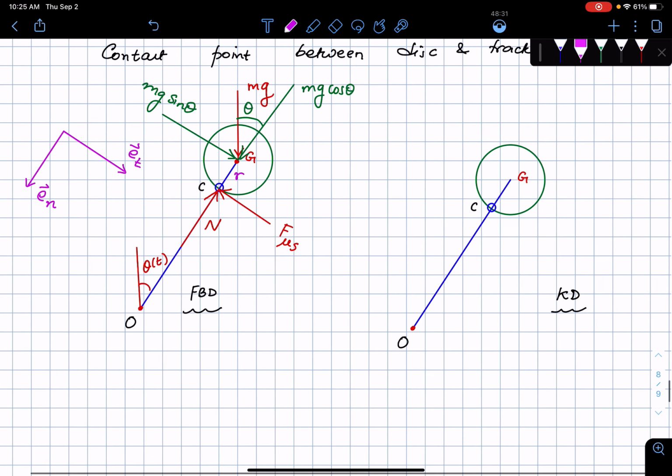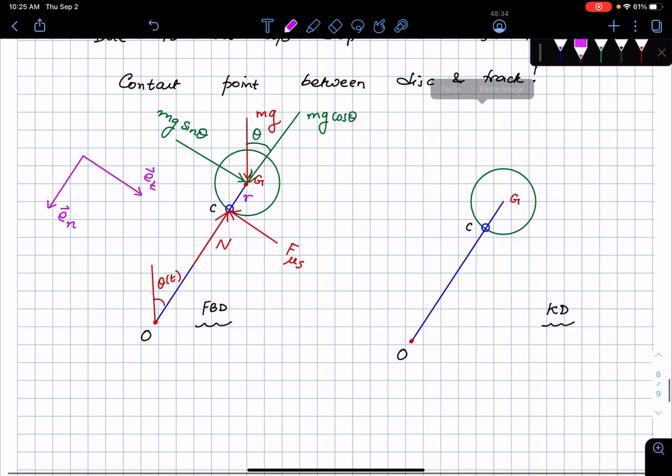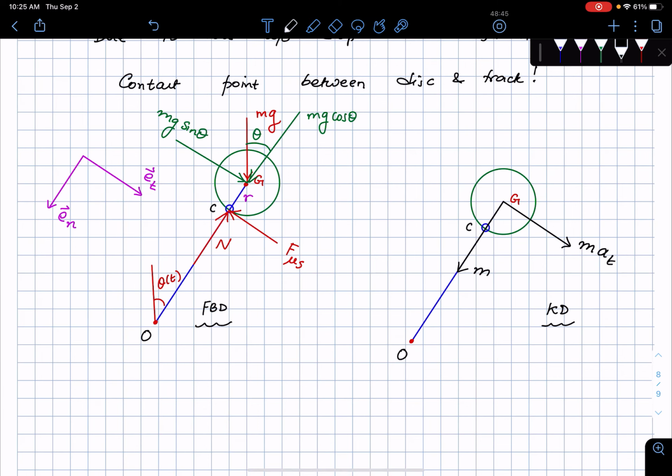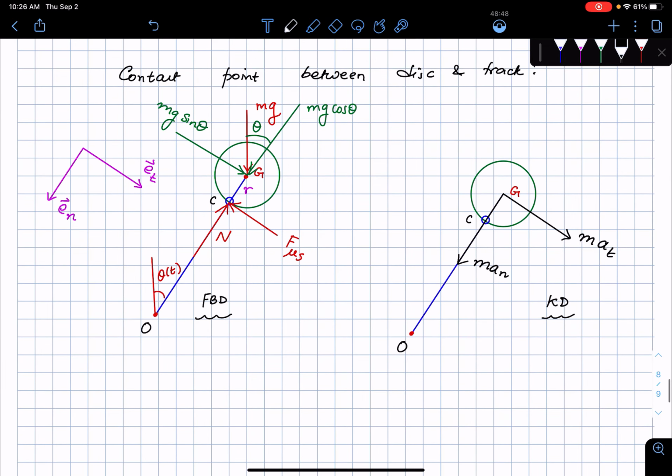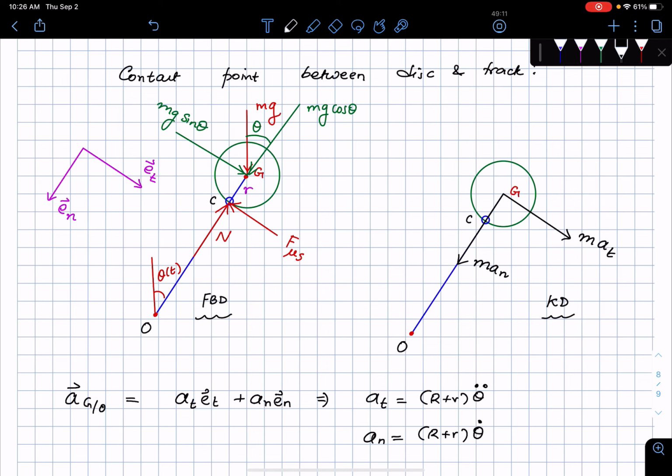The kinetic diagram has important things going on. What are the things? First of all, I have to mark the direction of the acceleration. There are going to be two inertial forces: m times a_t and m times a_n, where a_t and a_n are the acceleration of the center of mass. So a_G/O is a_t e_t plus a_n e_n, where a_t is (R plus r) theta double dot, and a_n is (R plus r) theta dot squared.